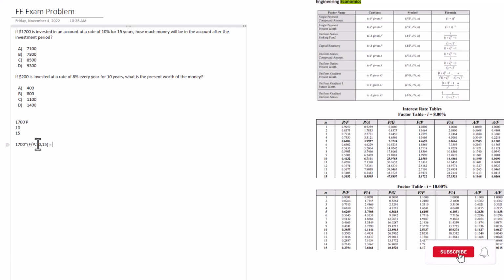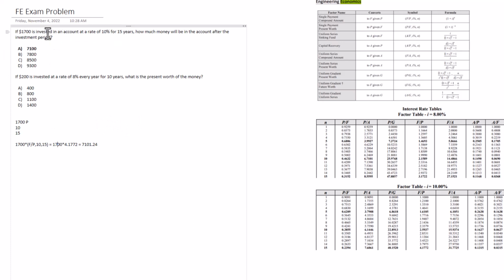So we need to find what F over P, 10, 15 is. So we want to go to the 10% table, n is the year value, 15, and then F over P, and we get 4.1772. So our answer is going to be 1,700 times 4.1772. That equals $7,101. So we're going to go with answer A there.